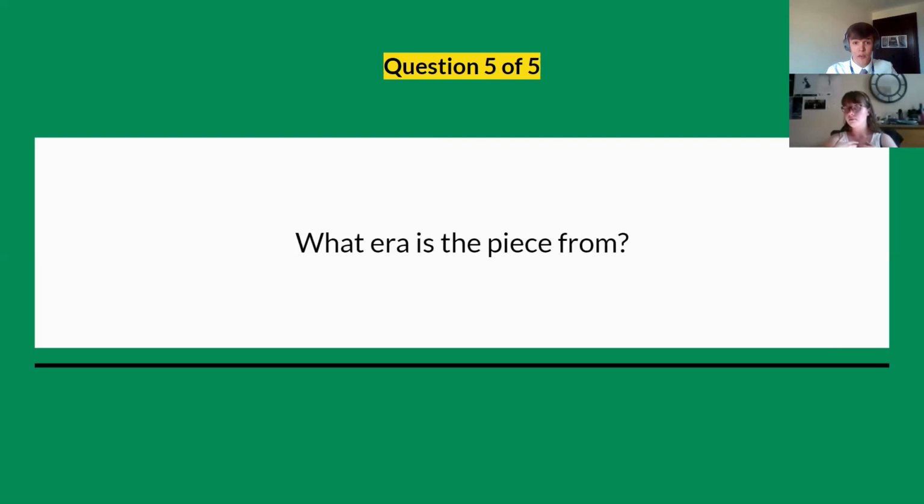And then the last question, question number 5, what era is this piece from? Remember we use the word era in music to describe different periods of time in history. So what particular period of time is this piece from? It's not one of the most common ones we always talk about.